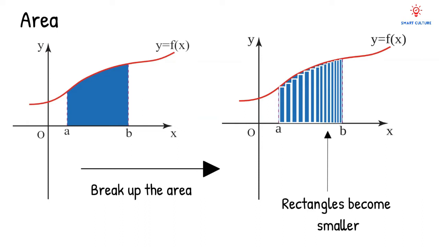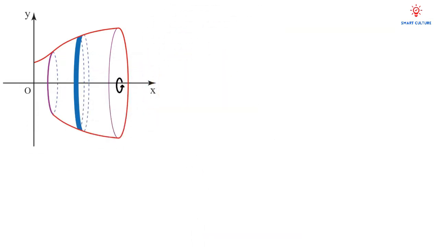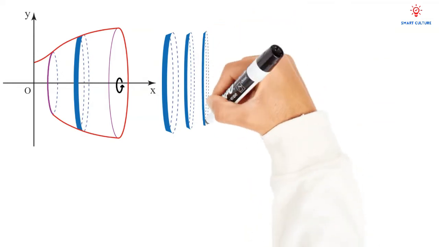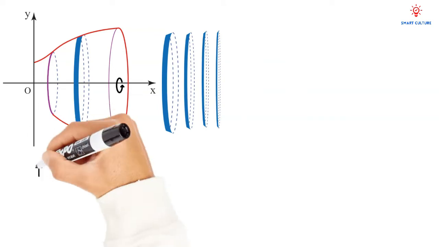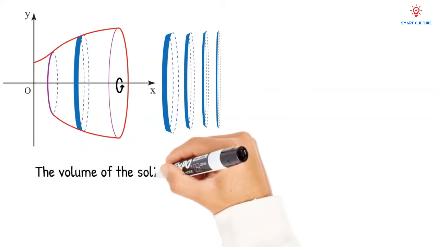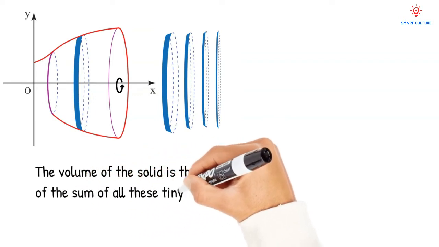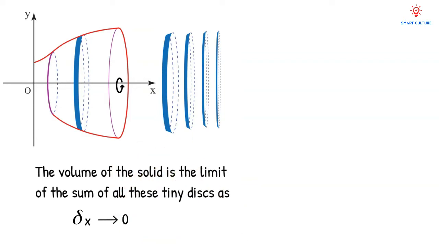When we calculate the area, we work with rectangles. When we calculate the volume, we work with cylinders. So in order to get as close as possible to the actual volume, we have to apply the same concept as with the area. We have to make these cylinders smaller and smaller. So the volume of the solid is the limit of the sum of all these tiny disks as delta x approaches 0. So how can we express this mathematically?